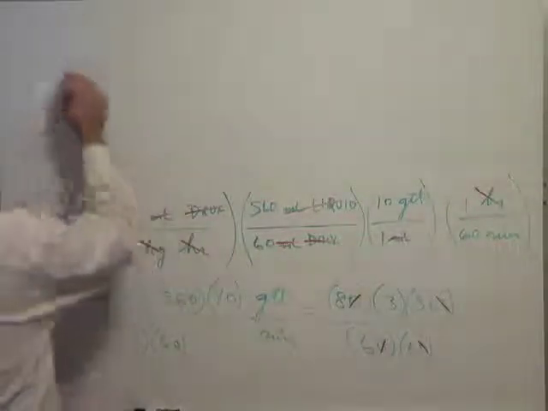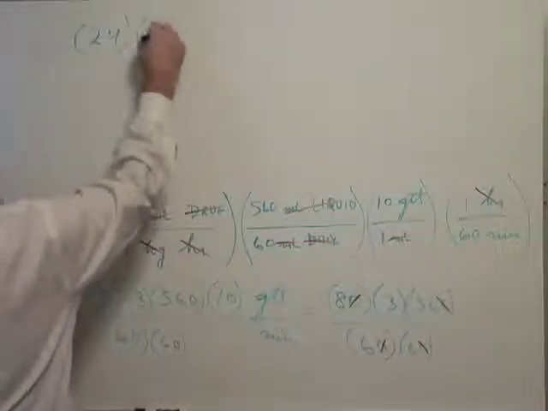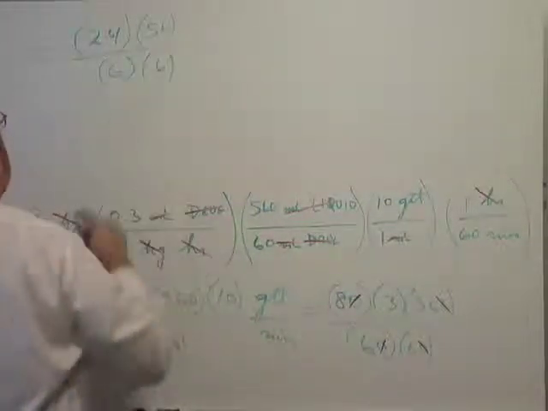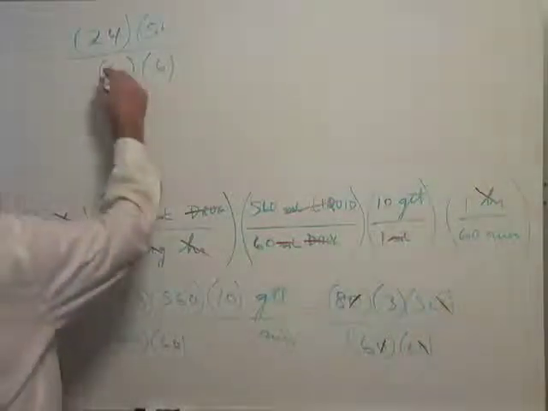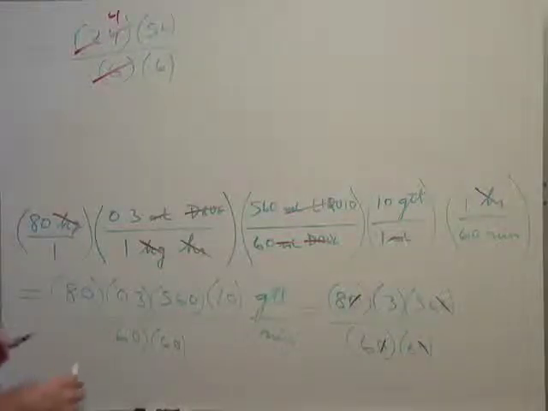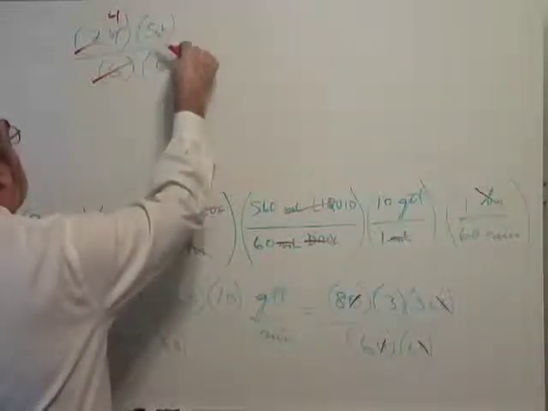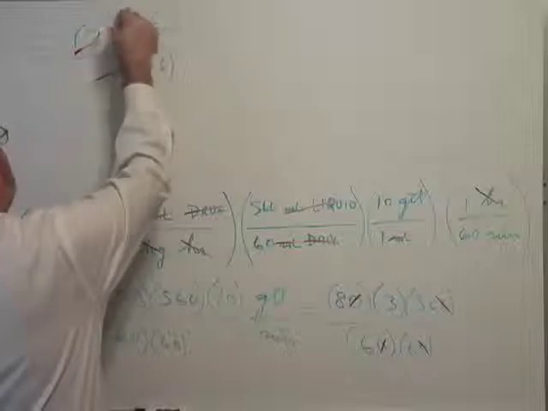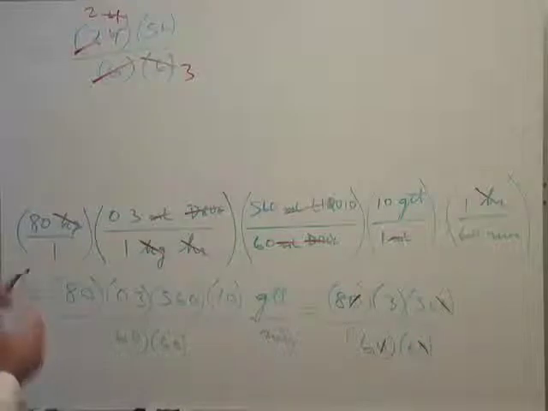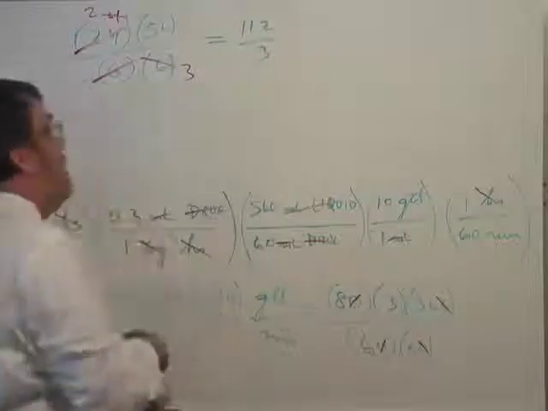All right, let me see. We have 8 times 3 is 24 times 56. And I really don't want to multiply those if I can help it. It's over 6 times 6. So let's see, we can cancel 6 into 24 4 times. That's great. I can cancel 4 into 6. Becomes a 2 over a 3. So I have 2 times 56 over 3. Now 2 times 56 is 112 over 3.